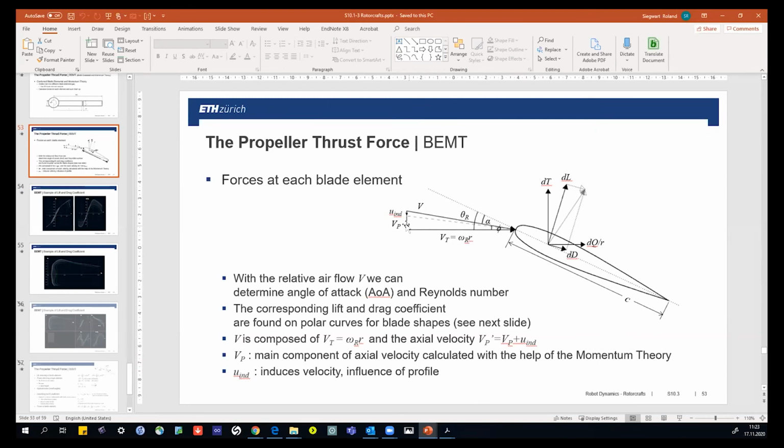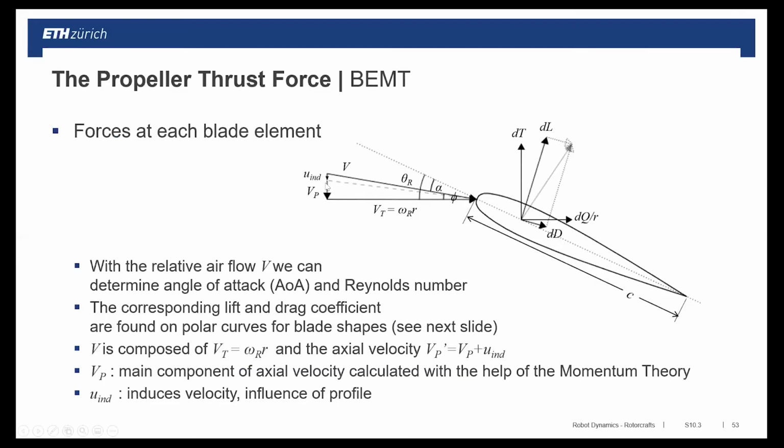There was a question about these two terms, U induce and VP. VP is mainly the element coming from the general flow through the rotor, and V induce is an element coming from the propeller itself. So this is typically the smaller part, but they can be calculated by the two different elements.